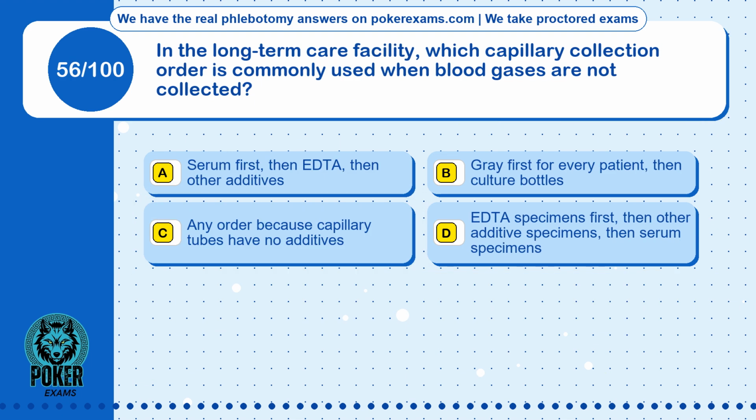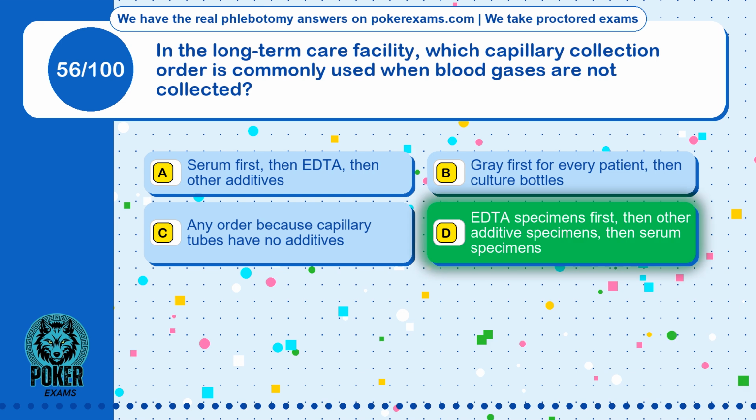Question 56. In the long-term care facility, which capillary collection order is commonly used when blood gases are not collected? Option A. Serum first, then EDTA, then other additives. Option B. Gray first for every patient, then culture bottles. Option C. Any order because capillary tubes have no additives. Option D. EDTA specimens first, then other additive specimens, then serum specimens.